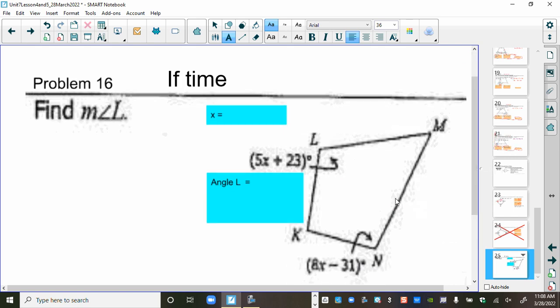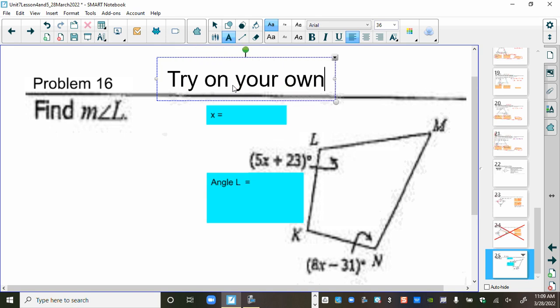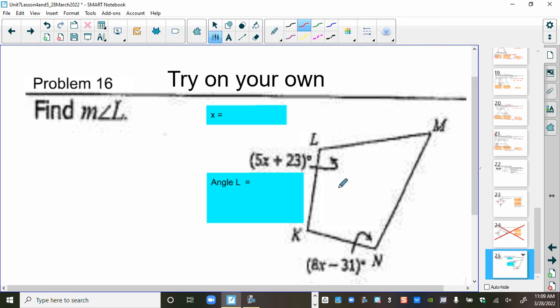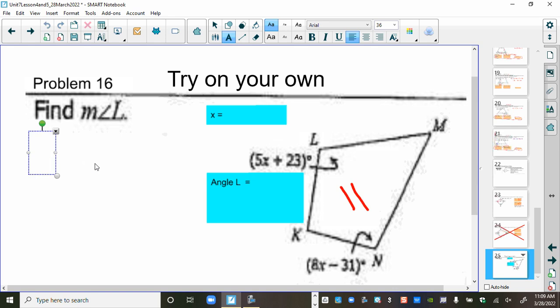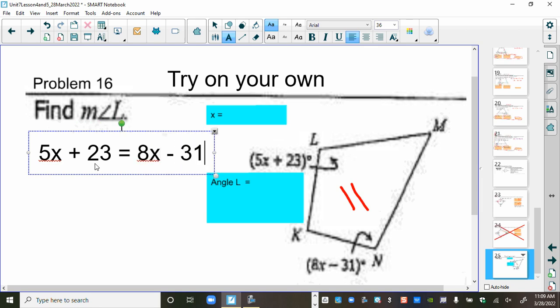Last thing we're going to do, I'm just going to show you a setup. I'm going to do a try on your own. Here's your setup. Angle N and angle K are what to each other? They're congruent. Then it's 5x plus 23 equals 8x minus 31.